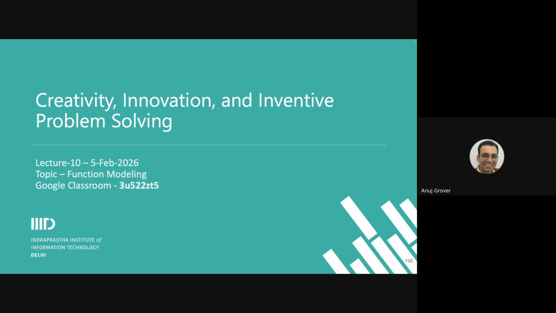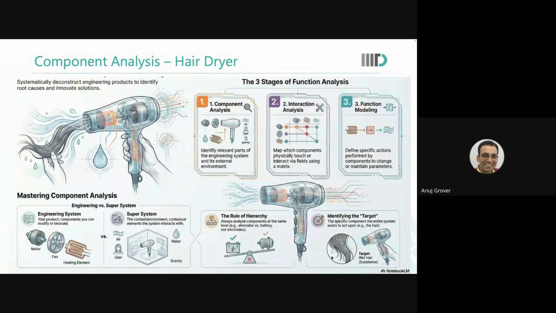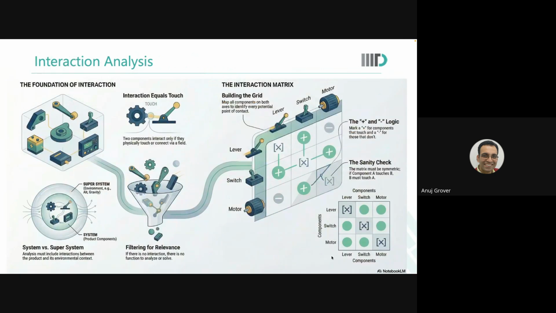So, we were starting function analysis. In terms of component analysis, we discussed in detail that we have system components and super system components. We have to identify super system components and also the target for our system, why the engineering system exists, what the main purpose is. And then we looked at interaction analysis, where all the components which are either a part of the system or super system interact with each other.